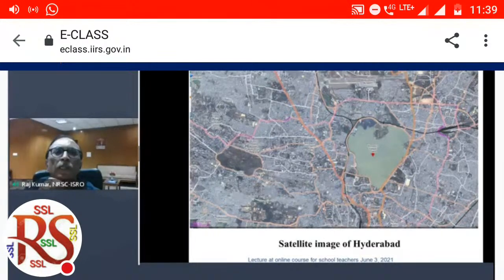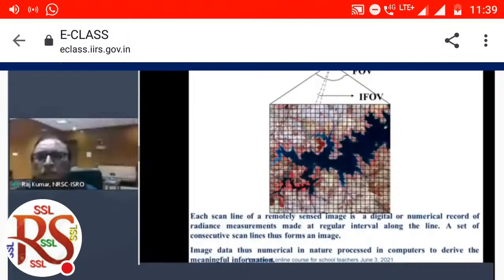From the sensor point of view, I will come to the resolution also, but the overall area that a sensor sees is what we call the field of view, FOV. At a particular time, the total area seen is the field of view. In each sensor there may be many detectors, like 30 or 40. Each detector sees one particular area. That is called the instantaneous field of view, or IFOV. That is the basics of how you get very fine information, based on what type of detectors you have.